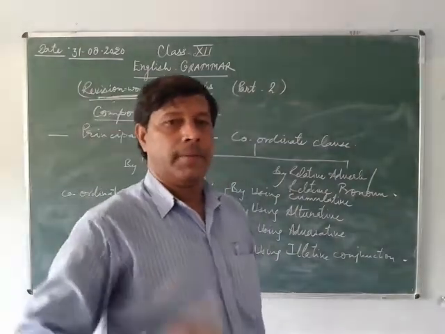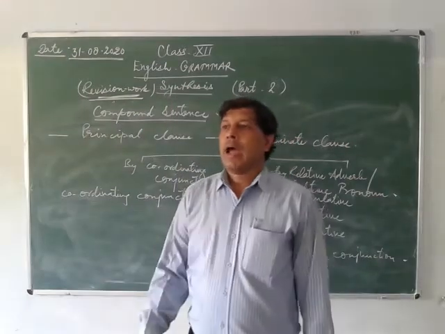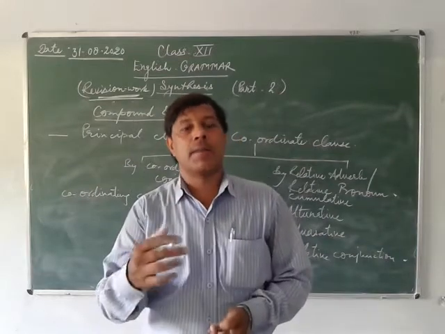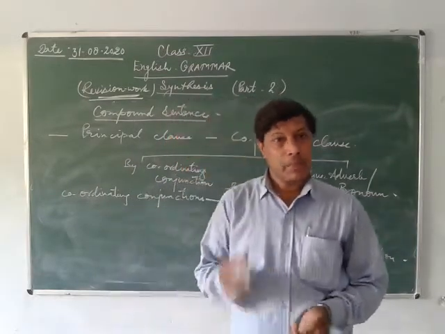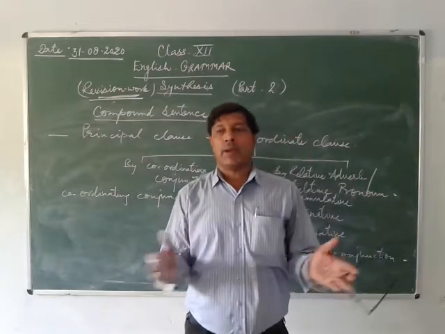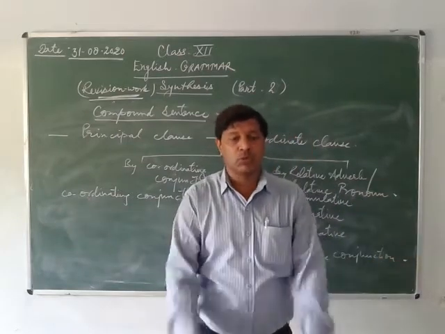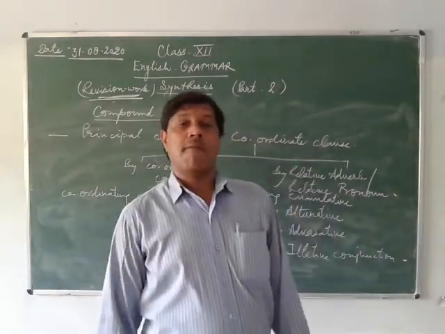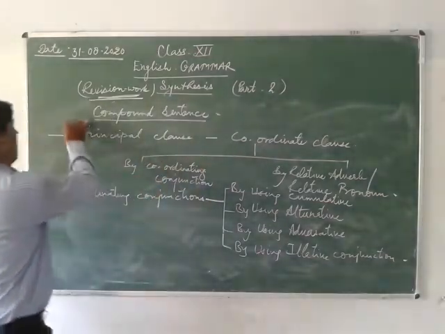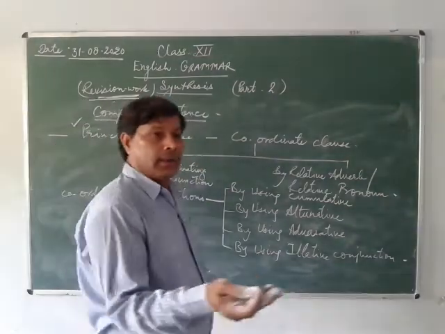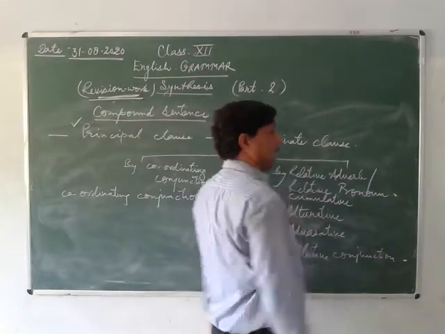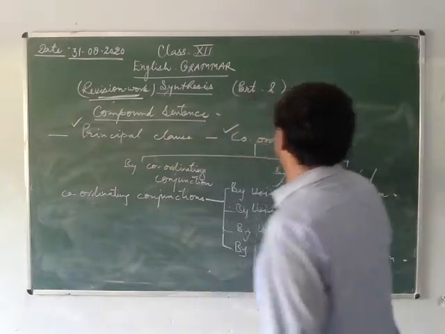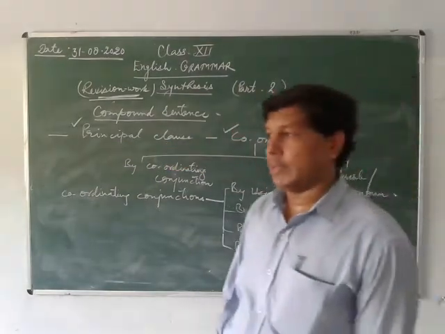In this part, you will find how we combine two or more than two sentences into a compound sentence. Make it very clear. When we combine two or more sentences into a compound sentence, generally we find a principal clause and another coordinate clause. You will find a principal clause and another coordinate clause.